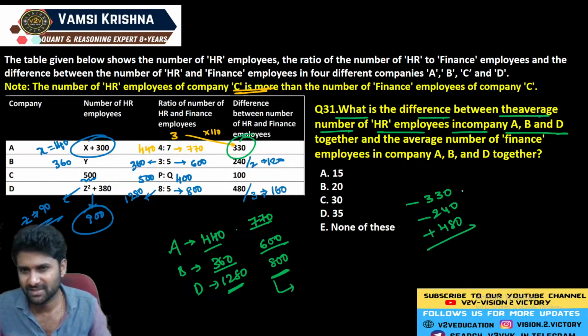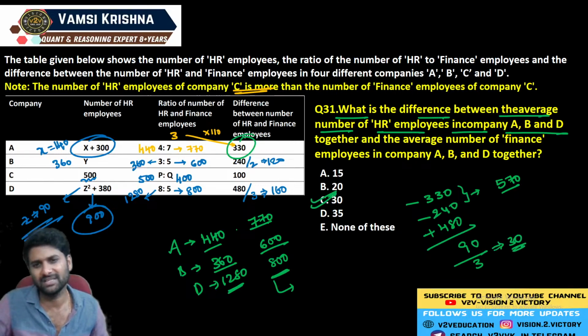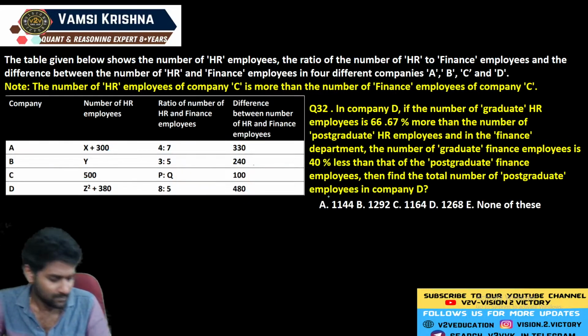Just go through the difference here. Sum of these values is exactly equal to 570. So difference is 90, guys. Difference is 90 divided by 3 becomes 30. Average we need. That's why we have to divide it. Go through the question number 32.